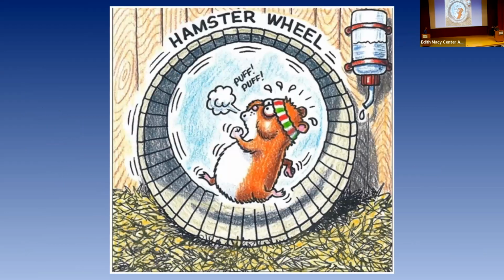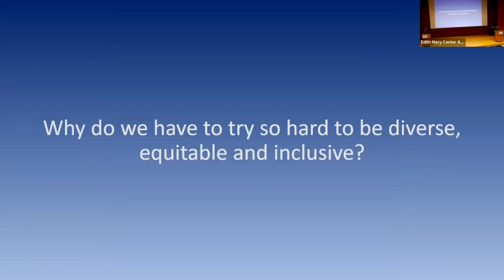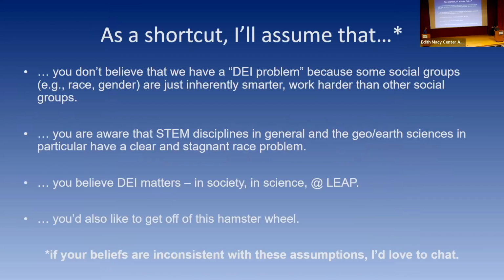So hamster wheel, I'd like us to get off of it. We are stuck in this space of not seeing progress related to DEI, especially around race and other markers. And so what do we have to do? Why is it so hard to be diverse and equitable and inclusive? Why does that require so much time, resources, and money? Why is that not naturally occurring? And I think this is an important point for us to consider.